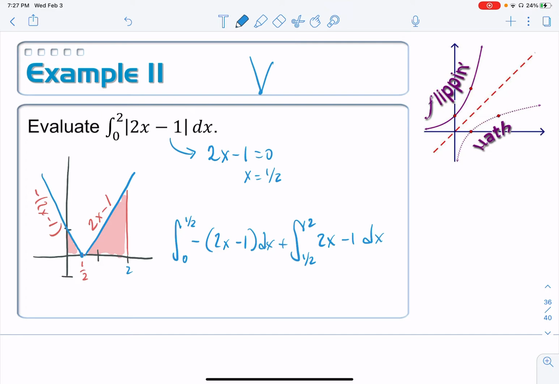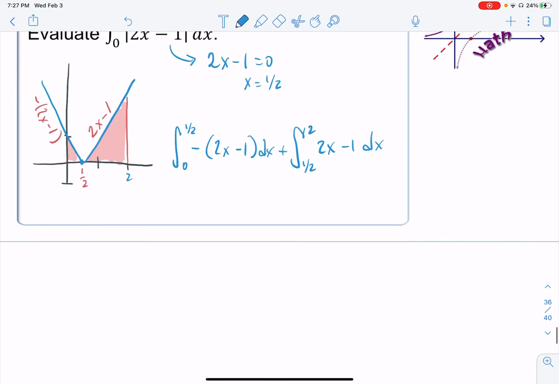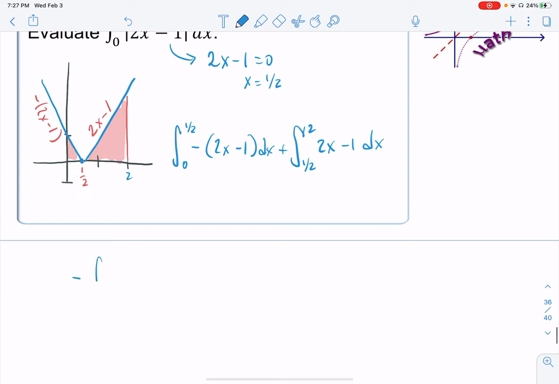And then evaluate each of these things individually. Now, in order to make this a little bit easier here, if I take out this negative sign, I'll bring it out to the front, you'll see that these two things are going to have the exact same integrand. It'll make it a little bit easier to work this problem. So I'm going to pull out the negative, definite integral from 0 to a half, just copy down the rest. Let me do that real quick. Plus half to 2x minus 1 dx.